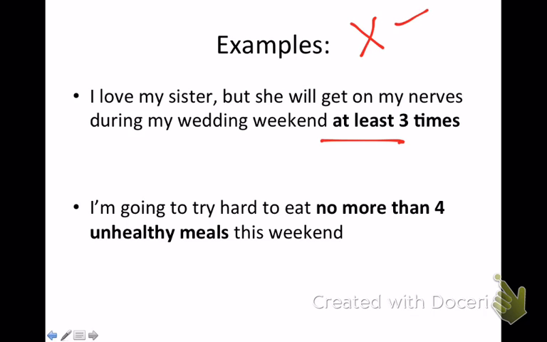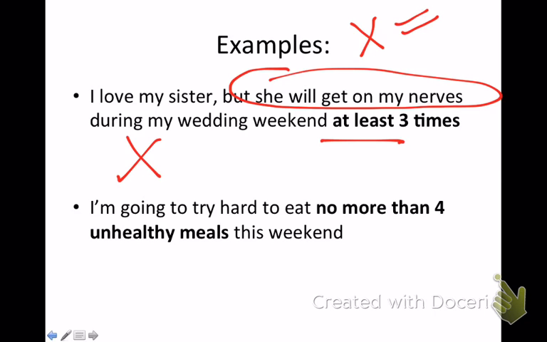So if x equals the number of times my sister will get on my nerves, the inequality I would write is x is greater than or equal to 3. That means she might get on my nerves exactly 3 times, hence the equal sign, or it could be more than 3 times. So, of course, she could get on my nerves 4 times or 5 times, or for that matter, a million times. Any number that's greater than 3.